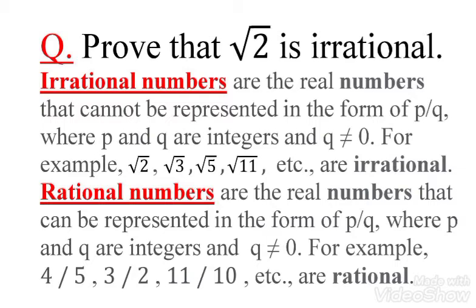are irrational. And what are rational numbers? Rational numbers are the real numbers that can be represented in the form of p upon q, where p and q are integers and q is not equal to 0. For example, 4 upon 5, 3 upon 2, 11 upon 10, etc. are rational.